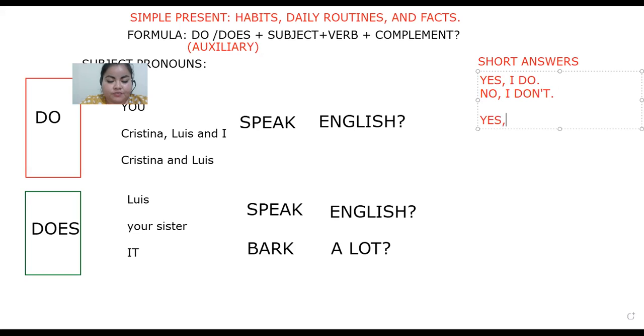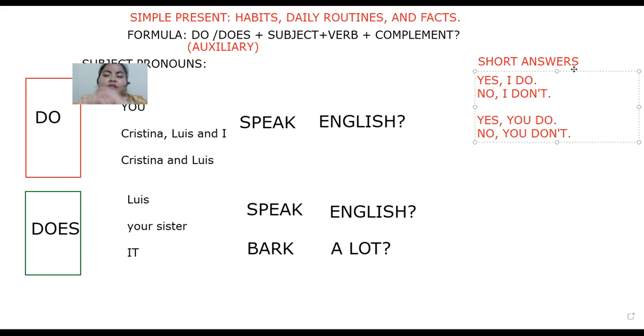Alexander, yes? Yes, you do. And in the negative? No, you don't. Look at the previous example. You not or you don't? You don't. Correct. Exactly. And the same with the others, right? Lo mismo haríamos con los demás.